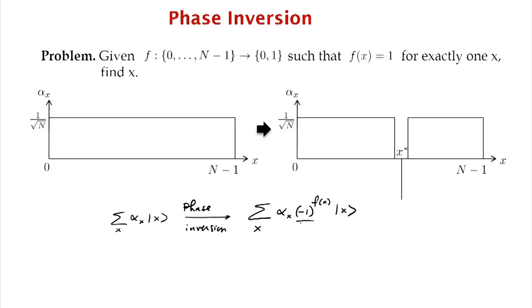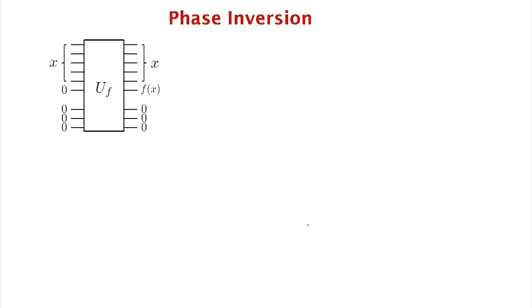Okay, so what do we know how to do? Well, here's what we know how to do. On input x, we can output x and f of x. Right? So on input x and 0, we can output x and f of x. What we'd like to do instead is create some box which takes as input x and anything else we want, and outputs minus 1 to the f of x, x, and the same stuff unchanged. Okay, so how would we ever do this?